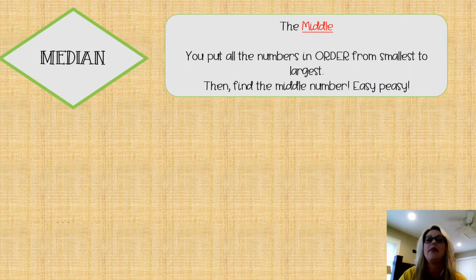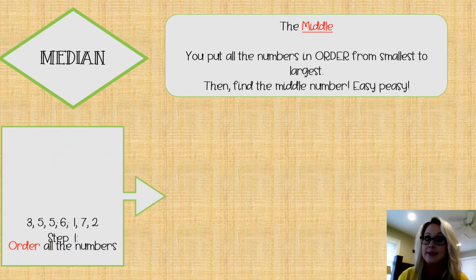All right, next up is the median. So what is median? It is the middle, the literal middle. When you ride down the four-lane highway, you know that grassy patch in the center between the north and southbound lanes or east and westbound lanes? That's actually called the median of the highway because it's in the middle. So in order to find the median of our set of data, we're first going to put all the numbers in order from the smallest number to the largest number, and then we're going to find the middle number. It's pretty easy peasy.